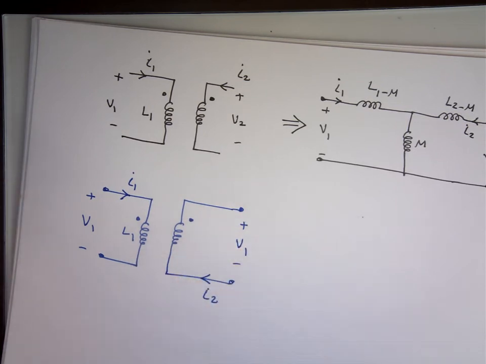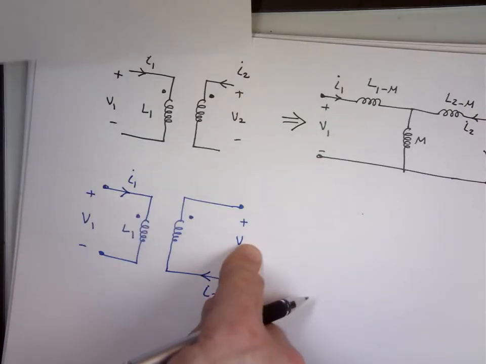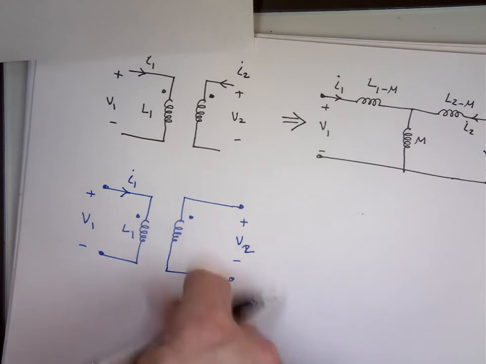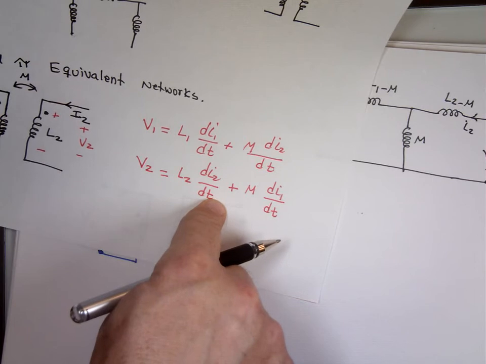That will not be the same equation. Why? Because the mutual inductance, notice when I did this equation, the mutual inductance was a plus. So what's going to happen to the mutual inductance here? This current is going to make a plus into a minus. Not a plus, it will be a minus.